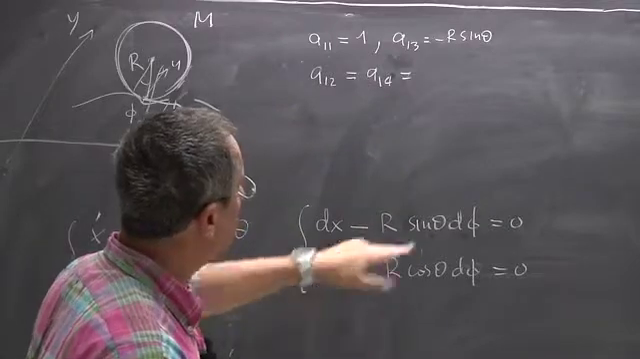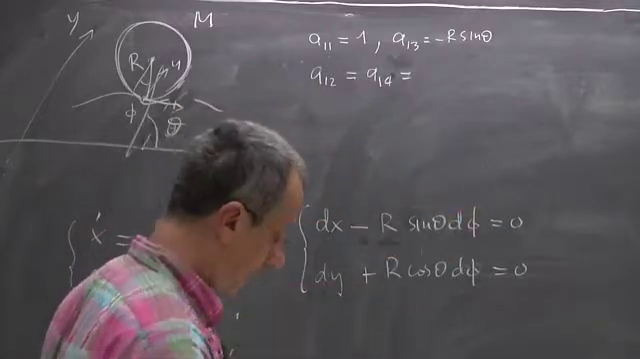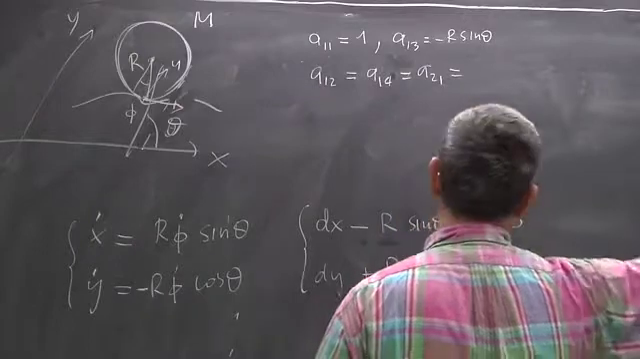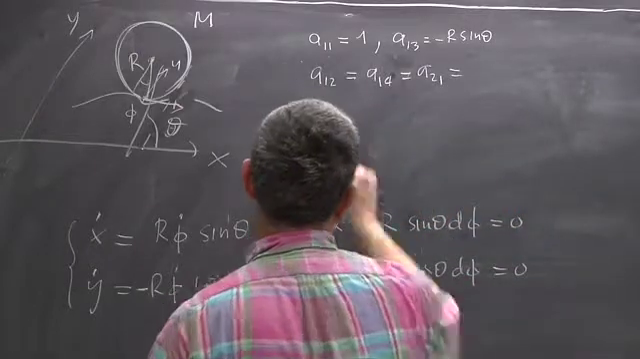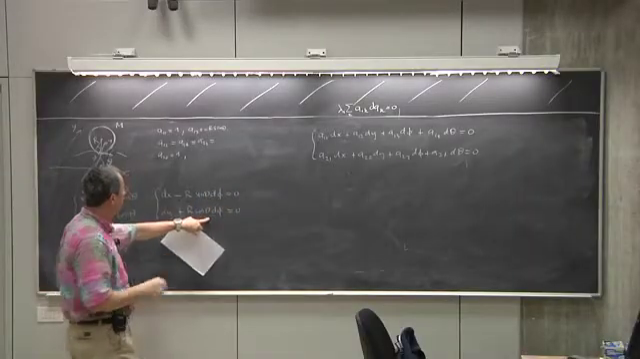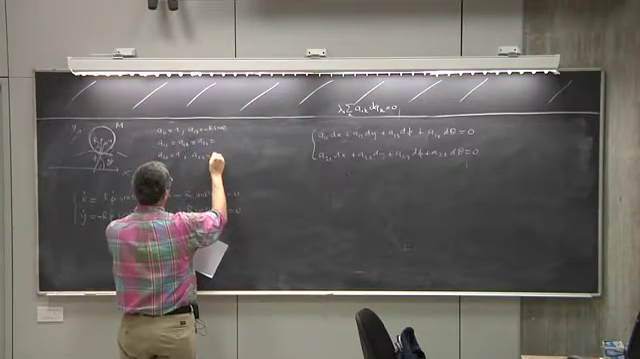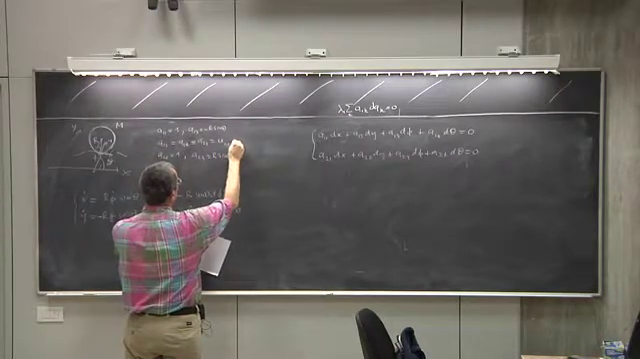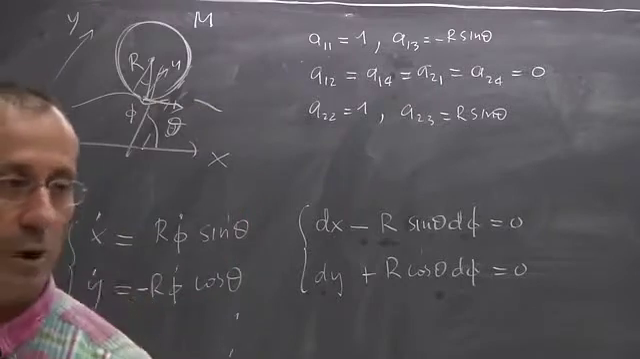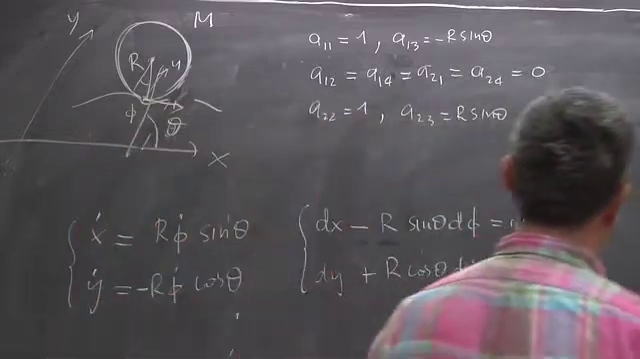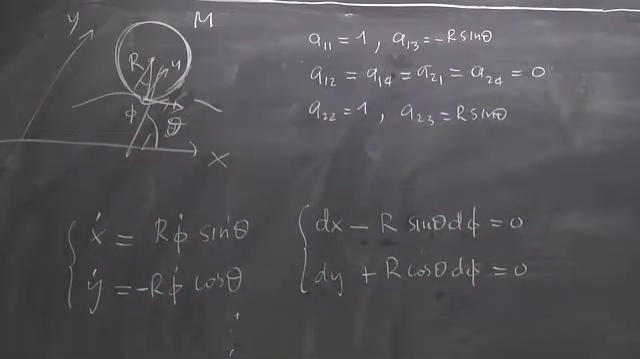How about the second equation? So what is A21? A21, 0. How about A22? Yes. How about A23? And A24, 0. So this way you have fixed those coefficients that are going to enter your Lagrange equations. So this I can remove it.